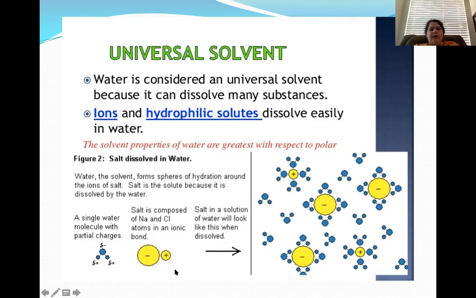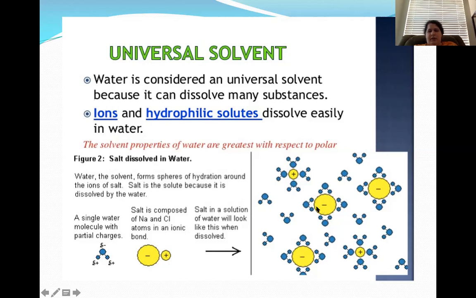So let's say that I have a salt, just any generic salt that has an anion and a cation. Let's go with sodium chloride, table salt. When I dissolve sodium chloride into water, the chloride anion and the sodium cation are going to separate into their respective ions.